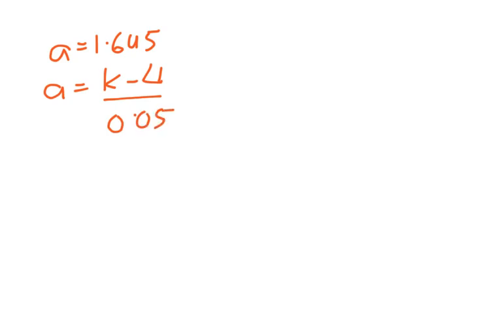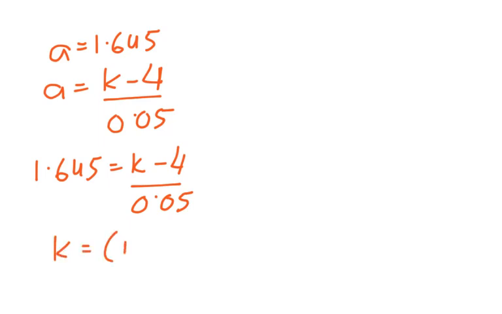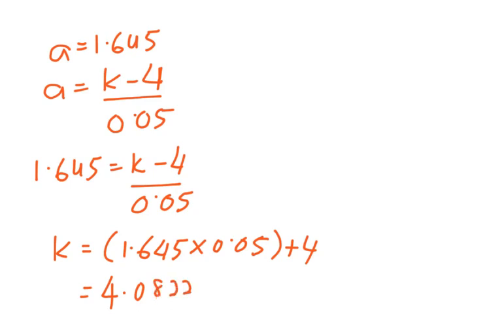So we know that A is 1.645 and A equals K minus 4 divided by 0.05. What we want to know is K. So we move 0.05 to the other side. So 1.645 equals K minus 4 divided by 0.05. We want to know the K, so K equals 1.645 multiplied by 0.05 plus 4. Then we can calculate the value: 1.645 multiplied by 0.05 plus 4. So we will come up with 4.08225, so 4.08225 cm.